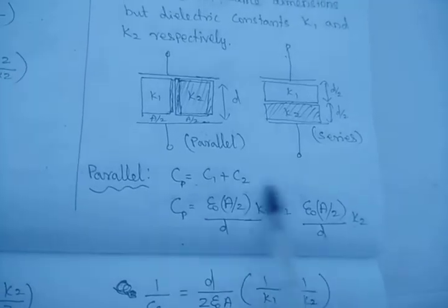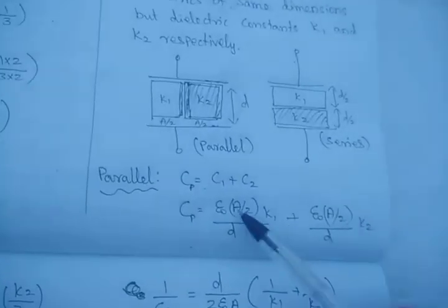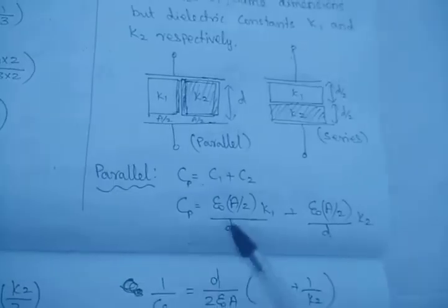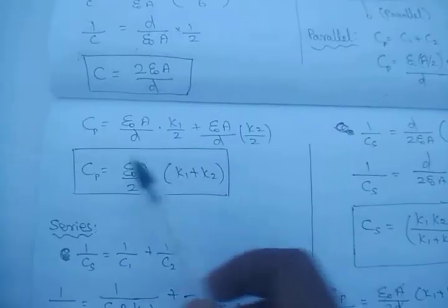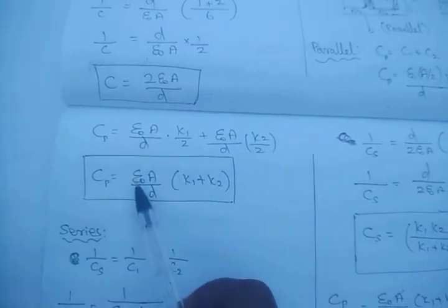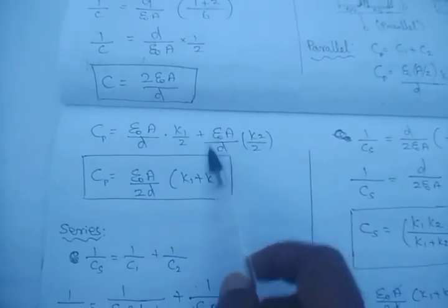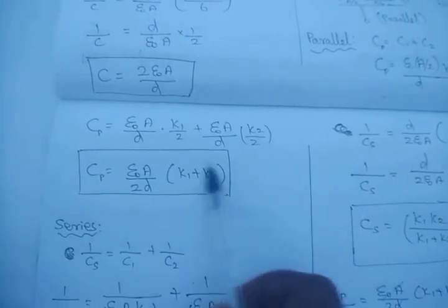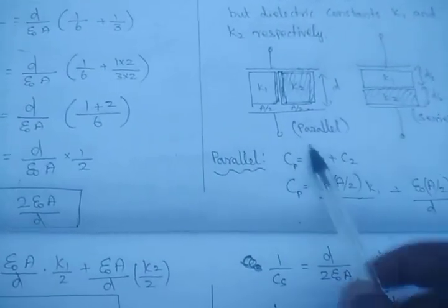So students, very clear, just put the x lambda naught A by d formula. For A, you have to substitute A by 2, and K means K1 here, K means K2. By adding, we get x lambda naught A by 2d, x lambda naught A by 2d, so K1 plus K2 is taken. So this is the effective capacitance for the parallel arrangement.